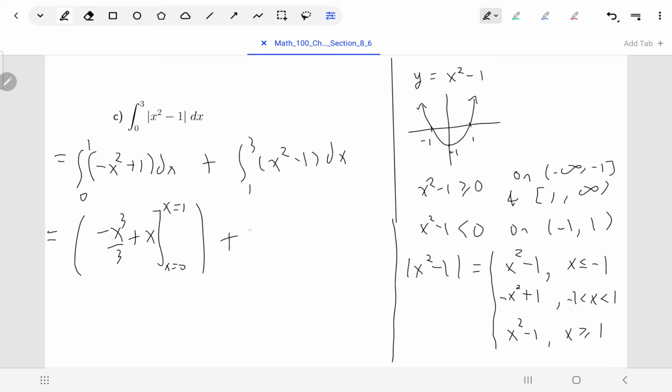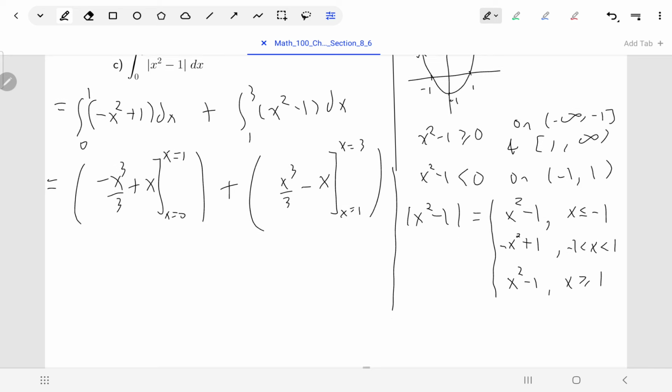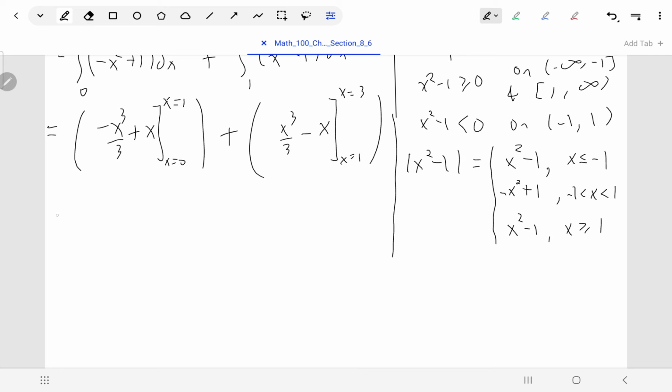And then we're going to do the same thing for the second integral. We're going to find its antiderivative. For x squared minus 1, that'll be x cubed over 3 minus x. And I'm going to evaluate that one between x being 1 and x being 3. So I have two little bits of evaluation to do.